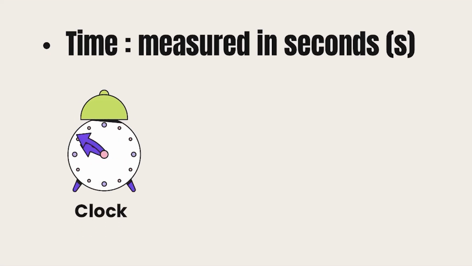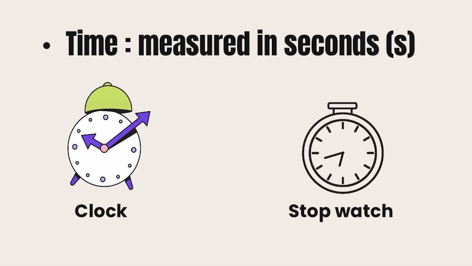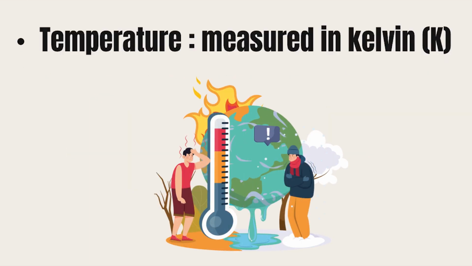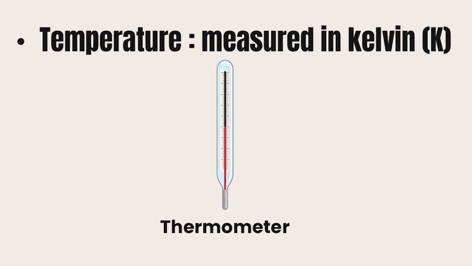Time. Time is measured in seconds. The equipment used in measuring time is the clock, while a stopwatch is used in measuring the interval of time. Temperature. Temperature is the degree of hotness or coldness of a body, or the measure of average kinetic energy of a body. It is measured with a thermometer and is measured in Kelvin.